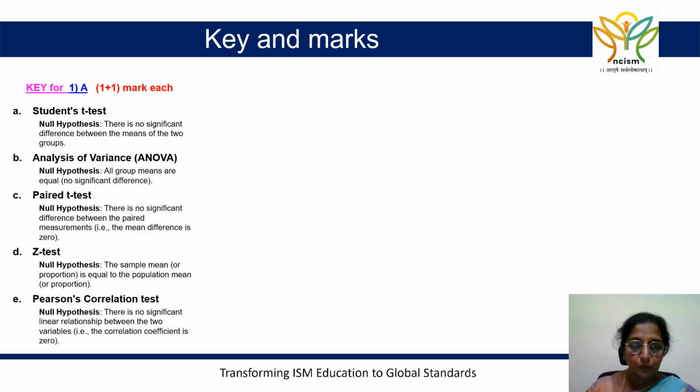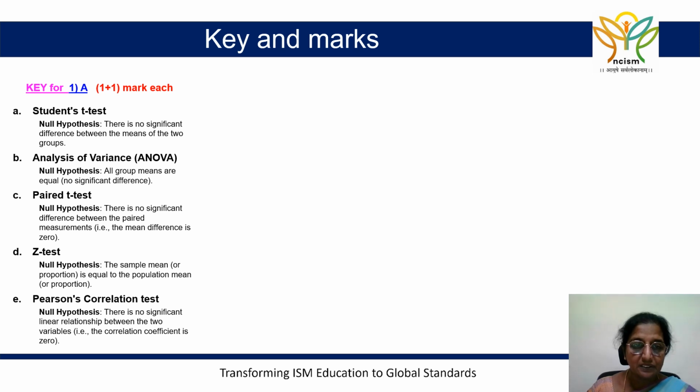Coming to first question, it consists of 2 parts. The first, A part, shows you have to name the test and you have to frame the null hypothesis. For A, the answer is student's t-test. The null hypothesis is there is no significant difference between the means of two groups. Coming to B, the answer is analysis of variance. The null hypothesis is all group means are equal.